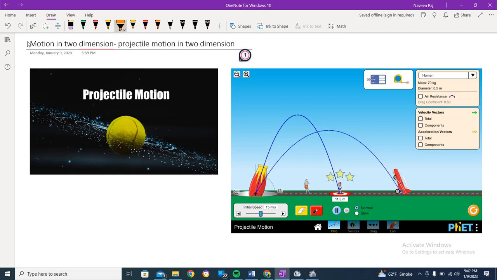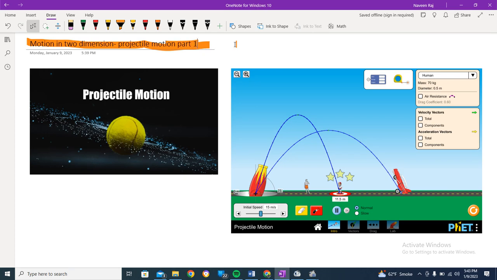In today's video we are starting a new topic, that is motion in two dimension. Particularly, we will be discussing projectile motion in two dimension, or we can simply write over here projectile motion, part 1.